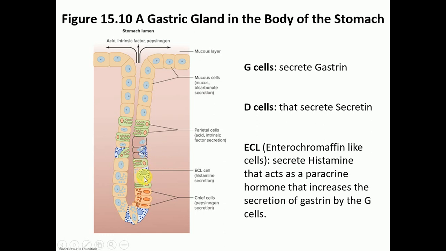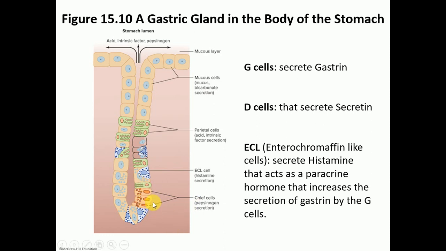When you go a little bit deeper, we have these ECL cells. ECL stands for enterochromaffin-like cells, and those secrete histamine. Histamine acts as a paracrine hormone that is going to stimulate your G cells to make more gastrin. And gastrin, as we've learned, increases your acidity. So, in short, histamine can increase the production of hydrochloric acid in the stomach, and that is why it was found that some patients that take antihistamines to treat their allergies, as a nice side effect, it also helped them with their heartburn.